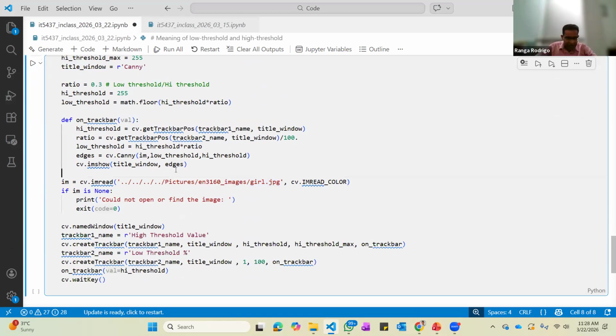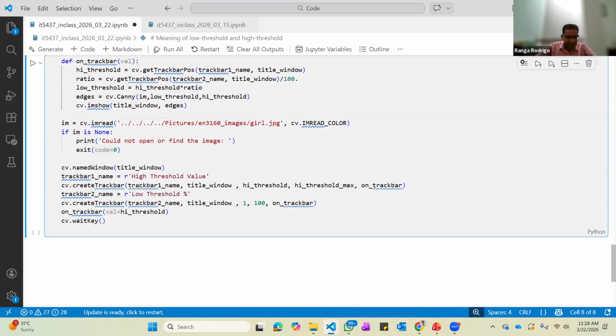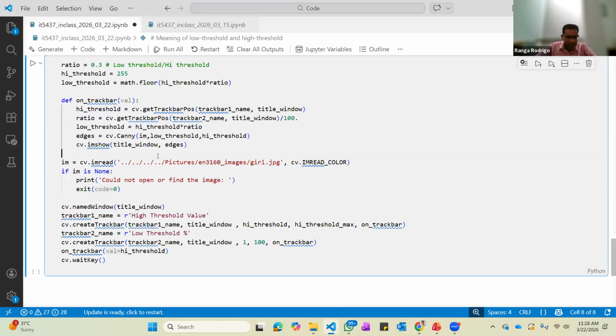Okay. So color images are possible. There's no problem with that. So this one allows me to change the thresholds.